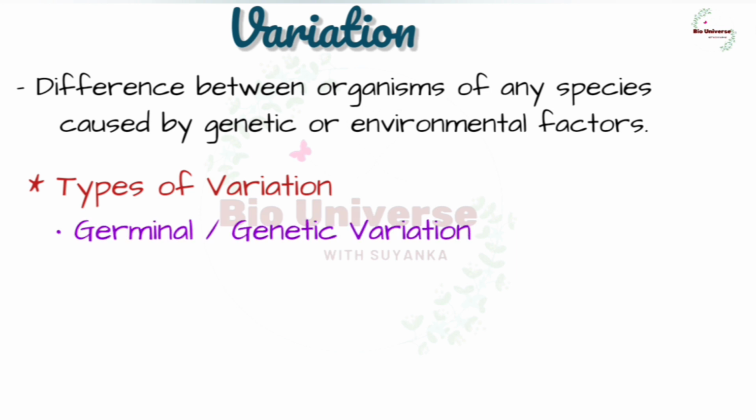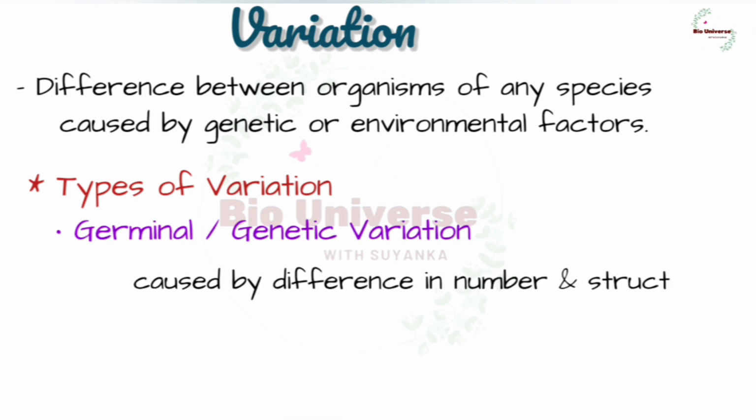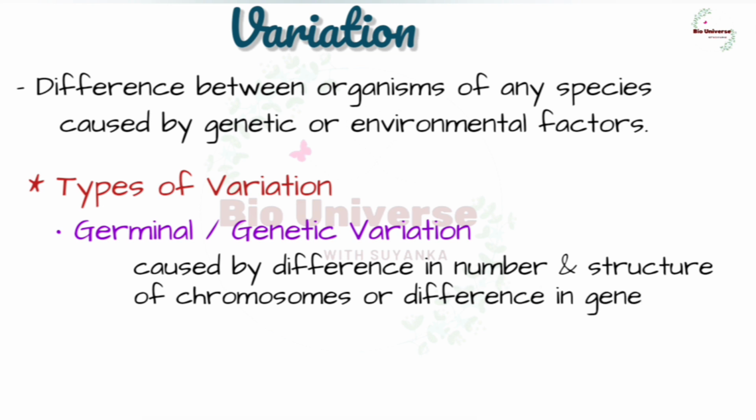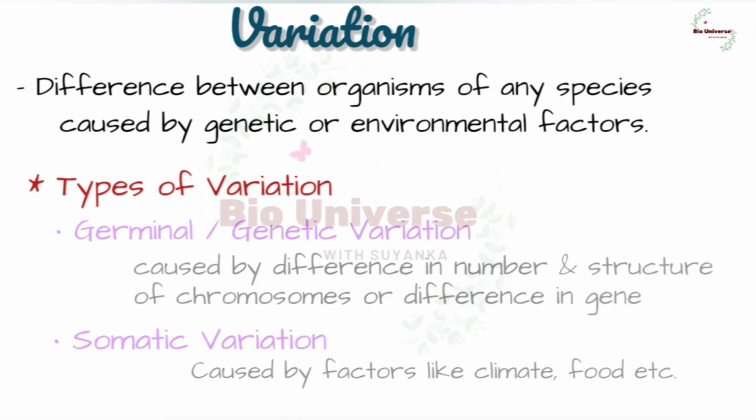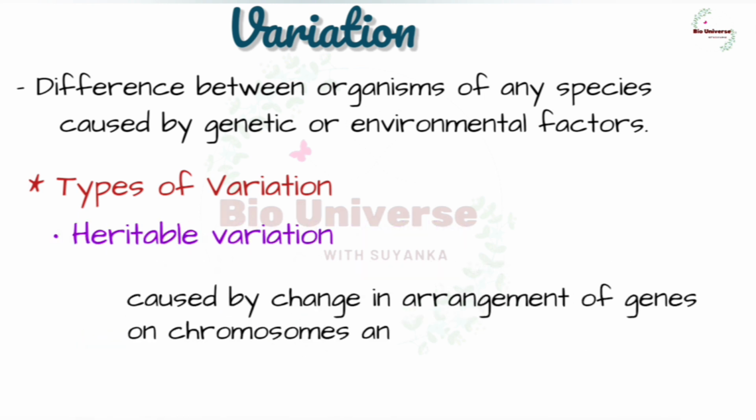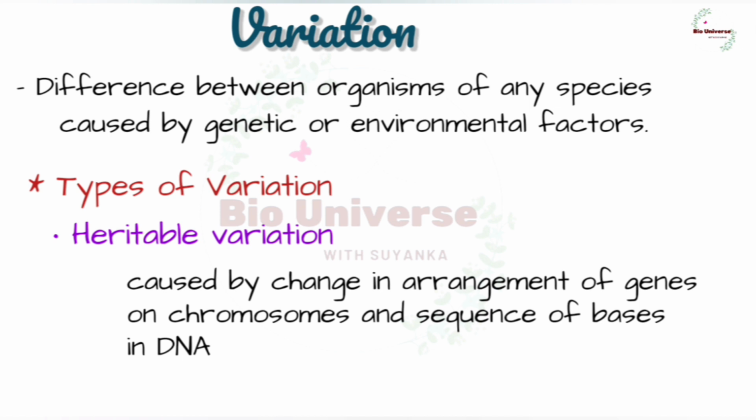Germinal or genetic variations are caused either by differences in the number or structures of chromosomes or by differences in genes. Somatic variations may result from several factors such as climate, food supply, environment, and interactions with other organisms. Heritable variation is the result of changes in the arrangement of genes on the chromosomes and changes in the sequence of the bases that constitute DNA.